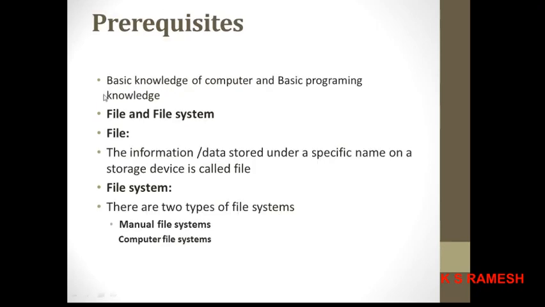The prerequisite we learned earlier. Now, file and file system. So what do you mean by file? A file is information or data stored under a specific name on a storage device. In a particular area or place, we give a name to that place, which is called a file.